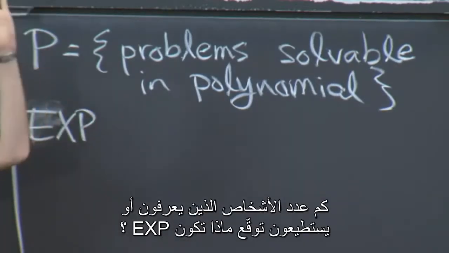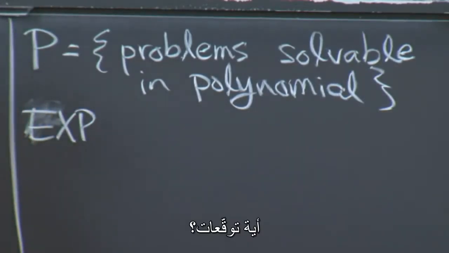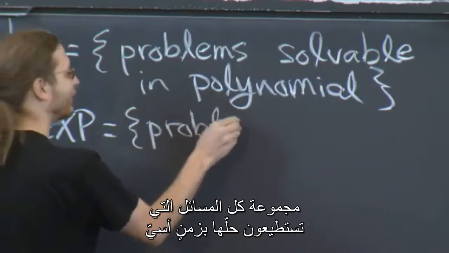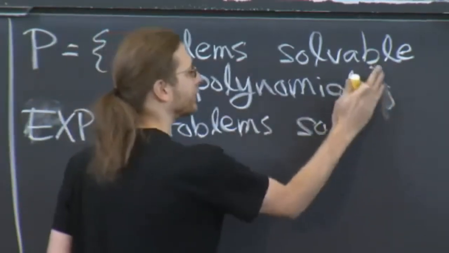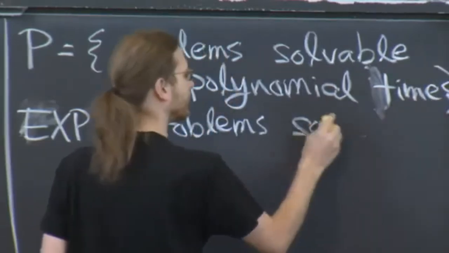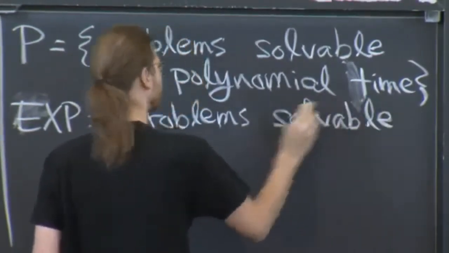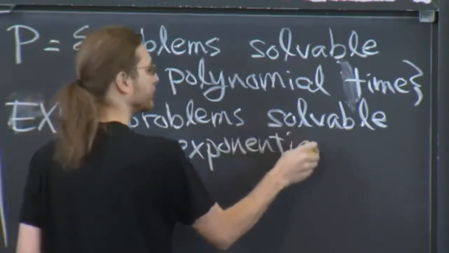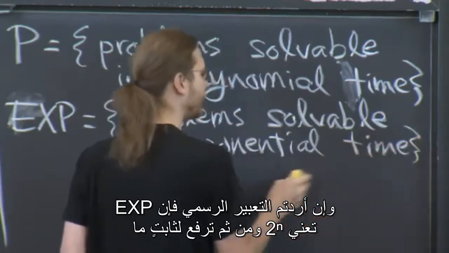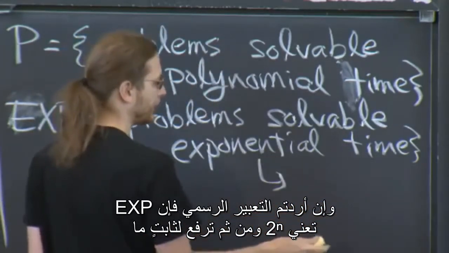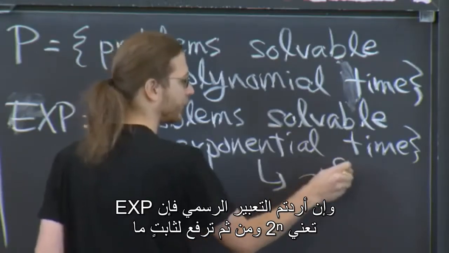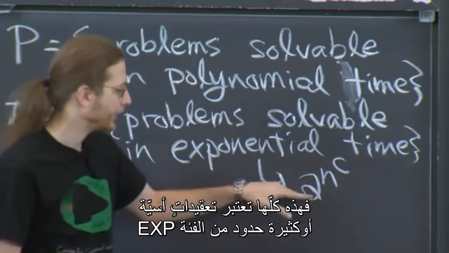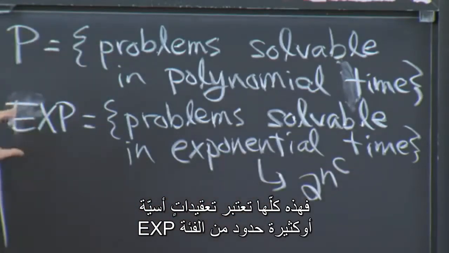How many people know what EXP is? Or you can guess. Any guesses? Exponential. These are all the problems you can solve in exponential time. If you want to be formal about it, in this case, exponential means 2 to the n to some constant. So not just 2 to the n, but also 2 to the n squared, 2 to the n cubed. Those are all considered. Exponential in a polynomial is considered in the class EXP.